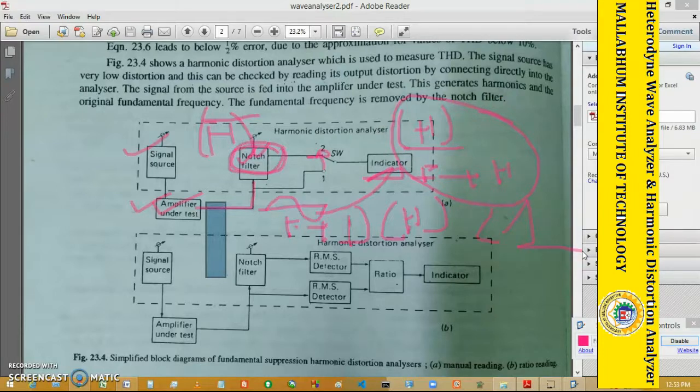So through this circuit, we can easily measure how much noise or how much distortion is present in the signal. Okay, so you study this circuit. This circuit is only used to measure the ratio of the harmonics power divided by the fundamental plus harmonics power, and the notch filter is used here to remove the fundamental frequency power.